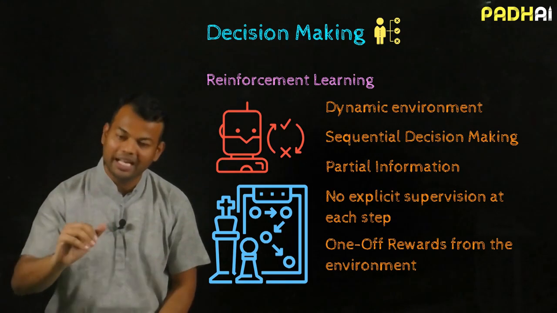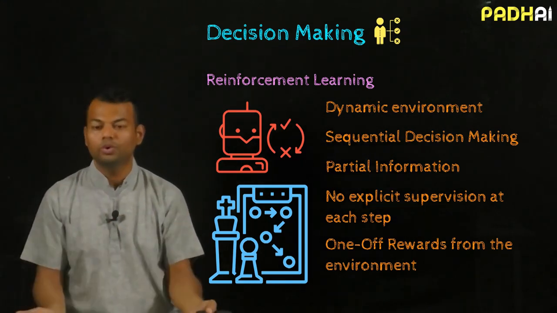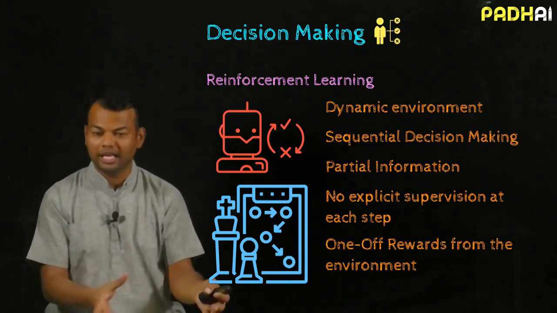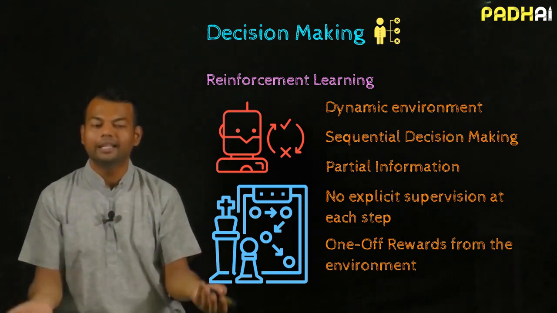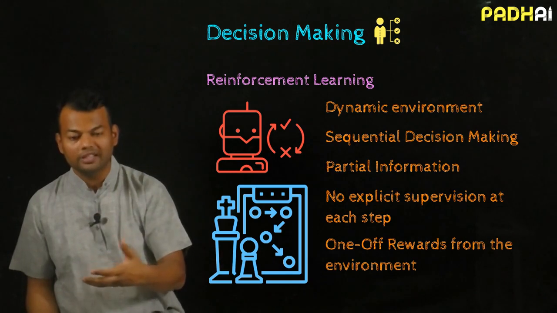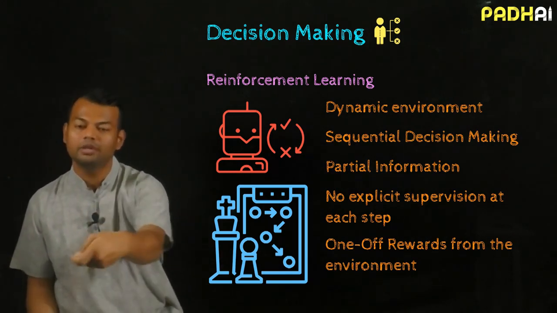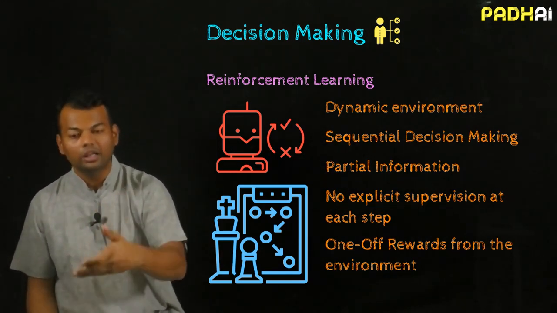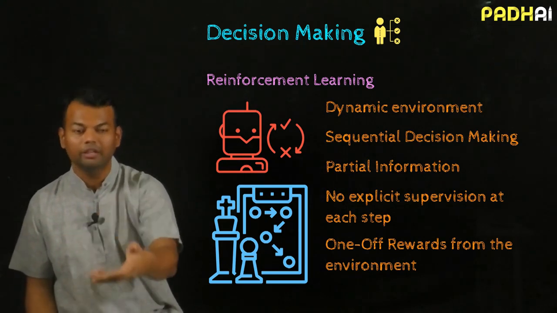So the agent has played the entire game. Now it knows whether it won the game or lost the game. And then based on that, it can decide whether its actions were good or not, and it can try to understand the importance or the goodness of each of these actions and then learn how to interact with the environment in the future.